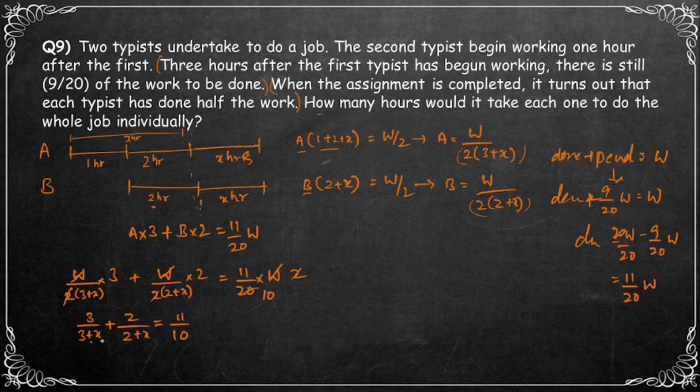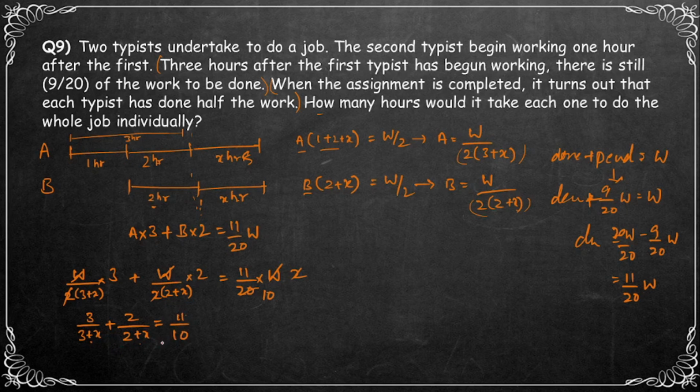Now the LCM of this is the multiplication, right? 3 plus X into 2 plus X. So this fraction will be multiplied by 2 plus X and this fraction will be multiplied by 3 plus X. So here we'll have 3 into 2 is 6, plus 3 into X is 3X, plus 2X, so that is 5X. 6 plus 5X plus X square. So that is coming as a quadratic equation. So there are big numbers involved.